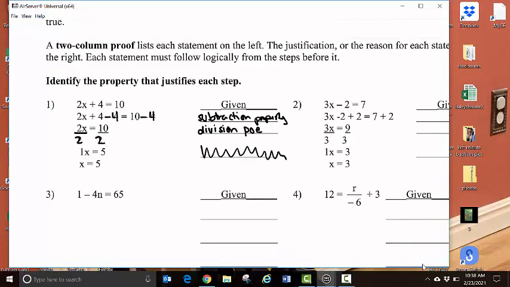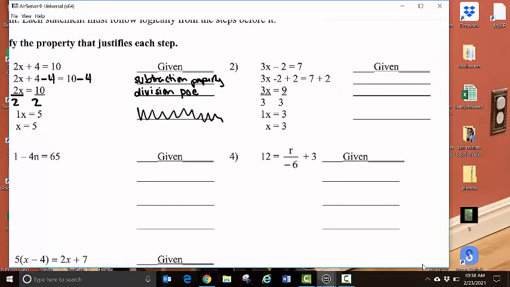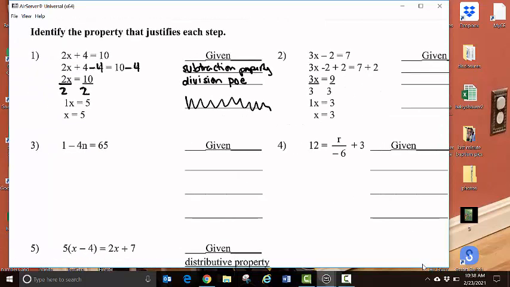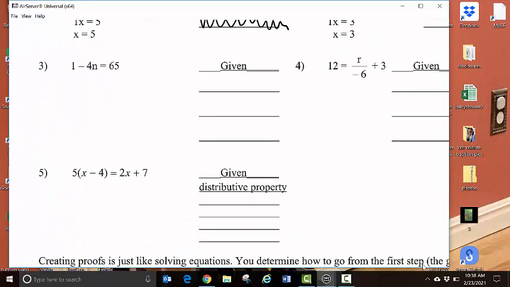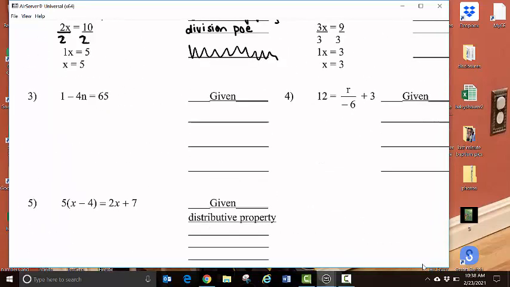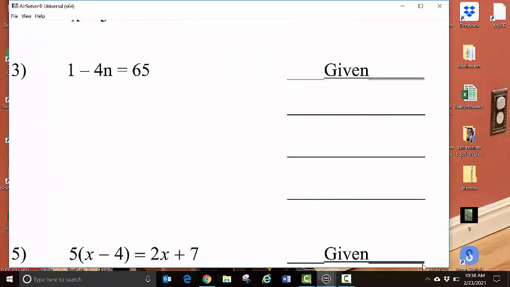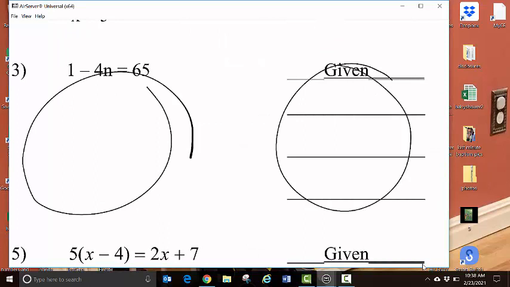And then you're just going to tell me why you can do each step. In your groups, I want you to do this. For 2, I want you to fill out the steps. And then for 3, 4, and 5, I want you to solve it and then fill out the steps. So do the math and then tell me what you did in your groups. Go.